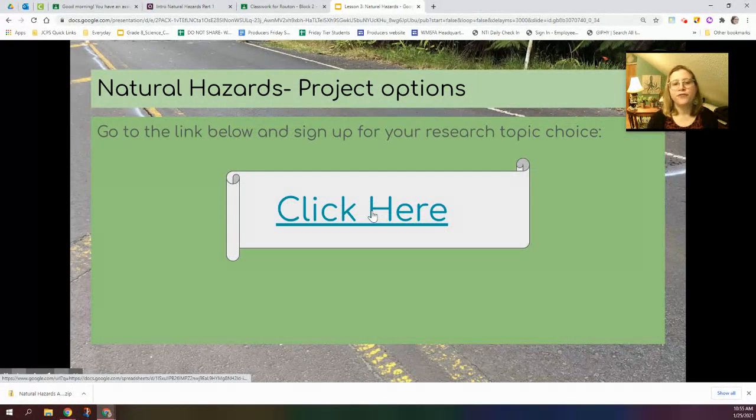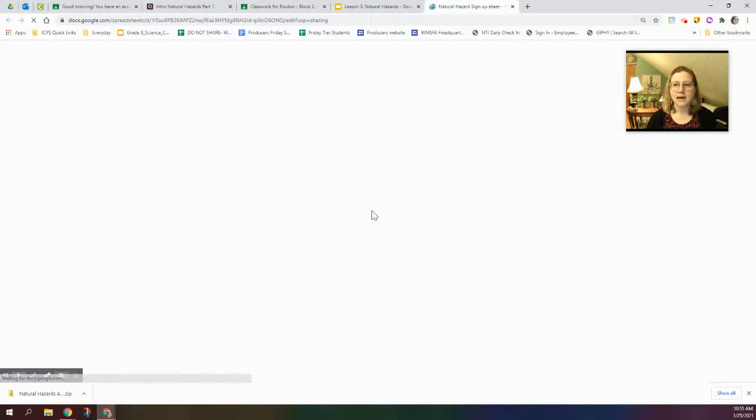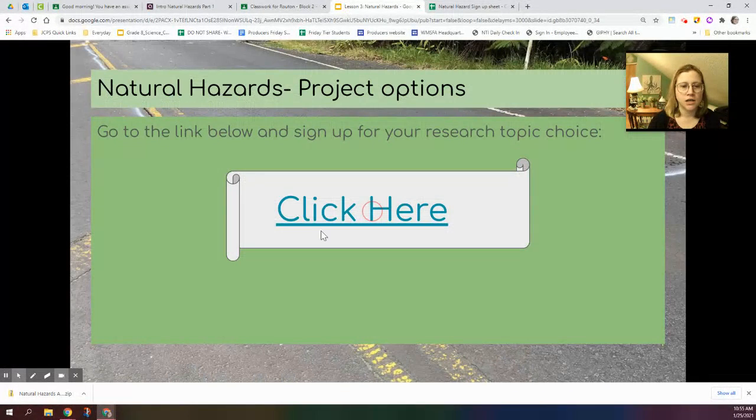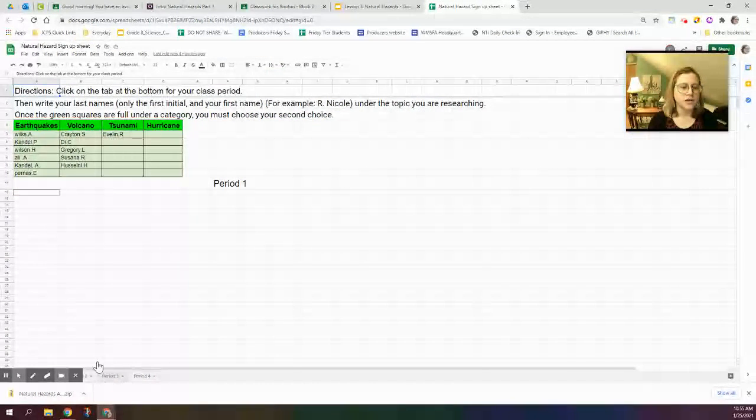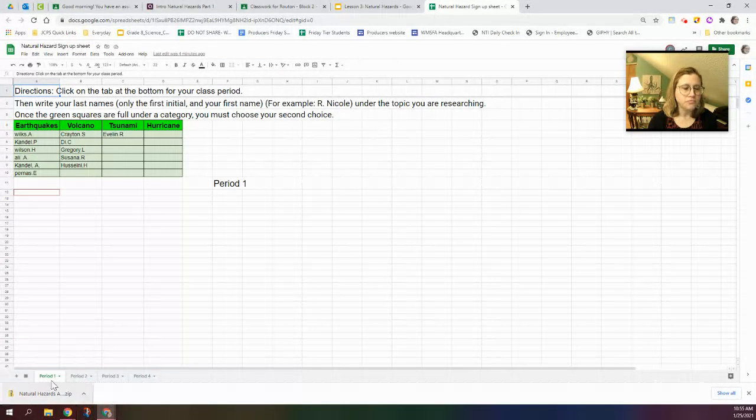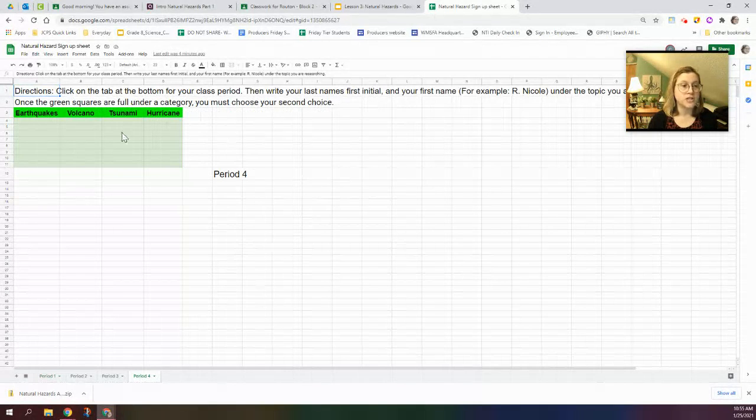The first thing that you're going to do is claim your project. The earlier you get here, the better it is. You're going to click that big banner that says, click here, and it takes you right here. If you look across the bottom, there are 4 tabs, okay? You are going to choose the class period you are in. So if you're in period 4, you need to select period 4.